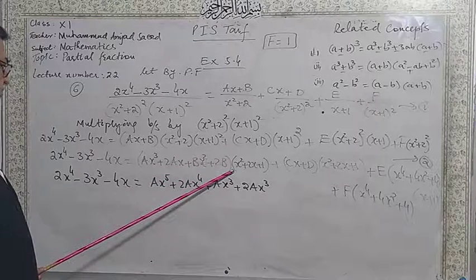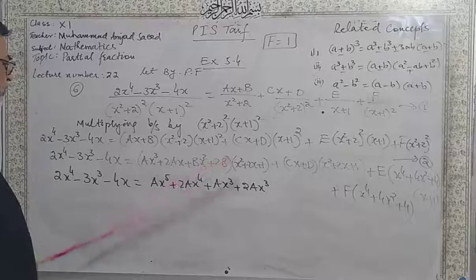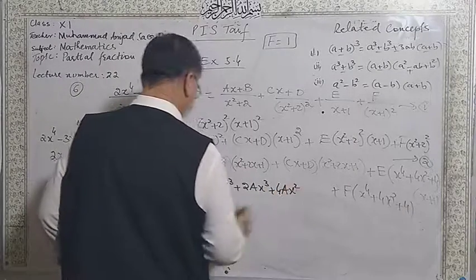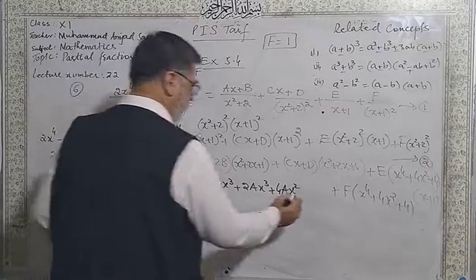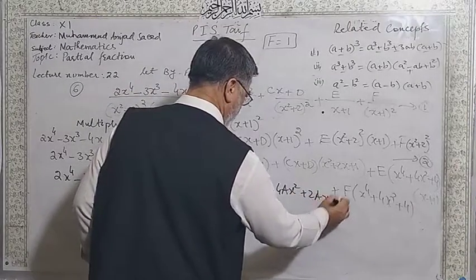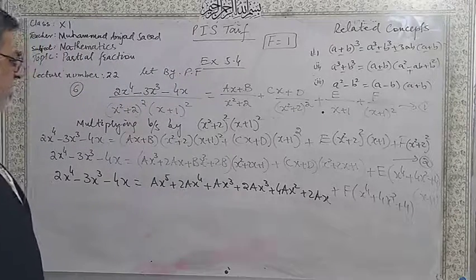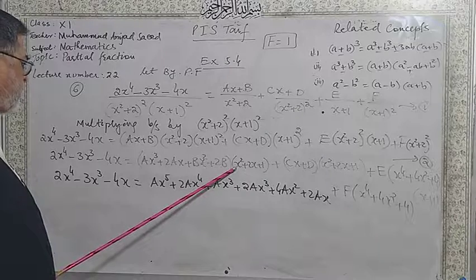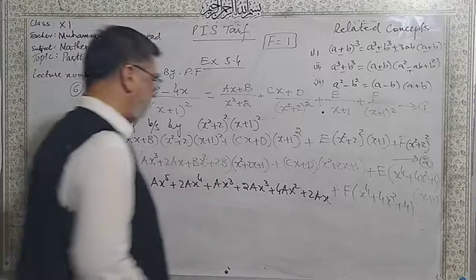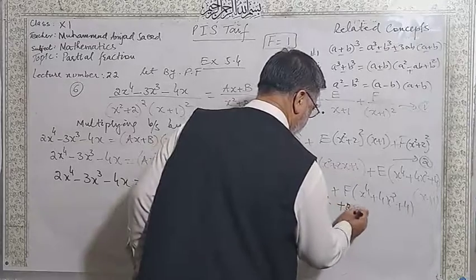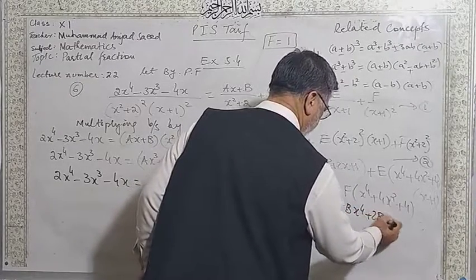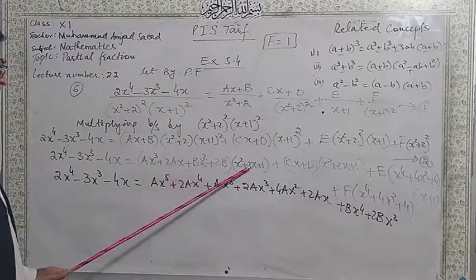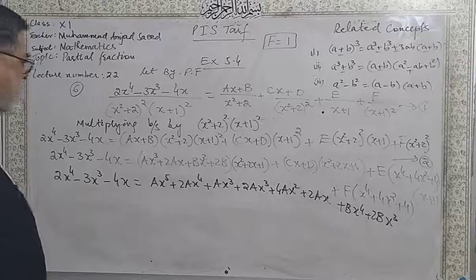x^3 plus 4ax^2, then plus 2ax. After that, taking bx^2, bx^4 plus 2bx^3 plus bx^2.